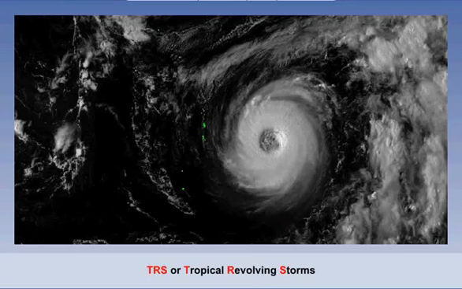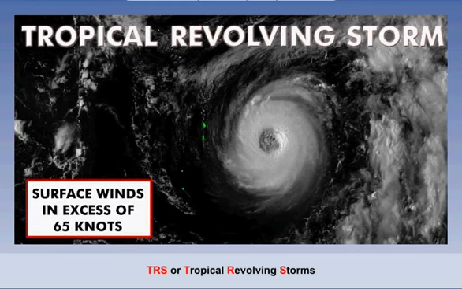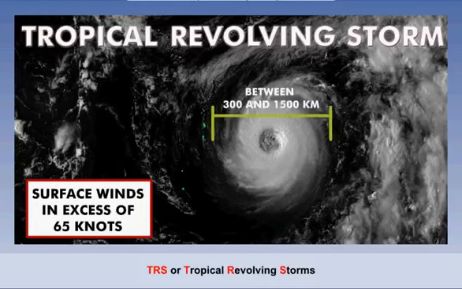TRS stands for Tropical Revolving Storm. These are storms that originate near the tropics and can have sustained low-level winds in excess of 65 knots. It's the lifespan and sheer size that creates the destructive force of these storms. They can last for weeks on end before decaying and have a diameter of between 300 and 1500 kilometers. We're now going to examine these storms in more detail.